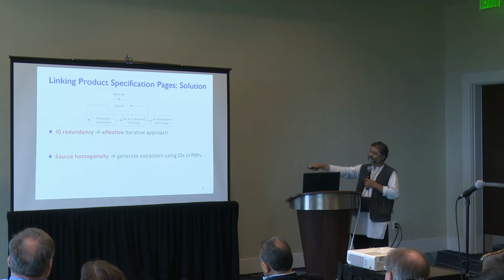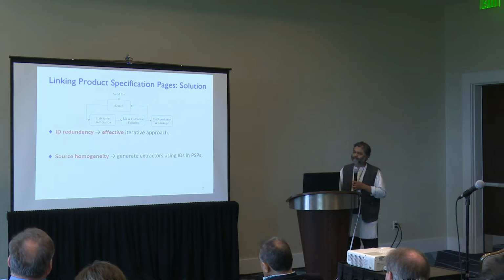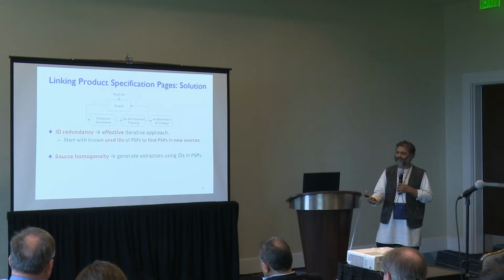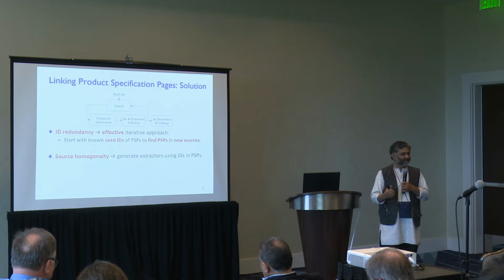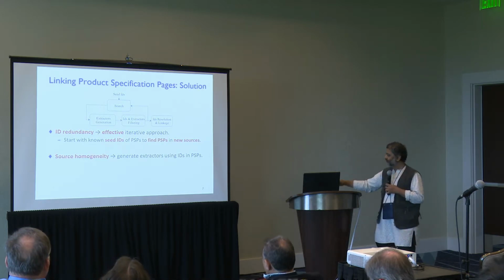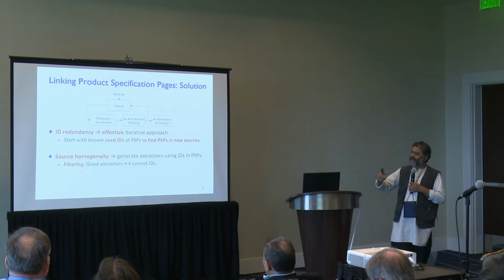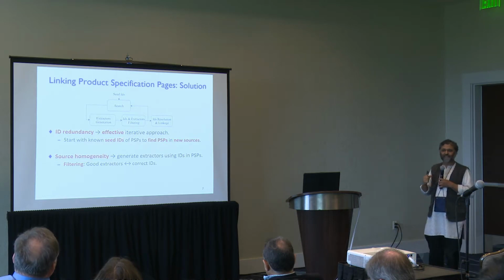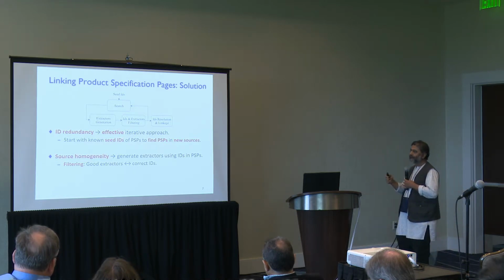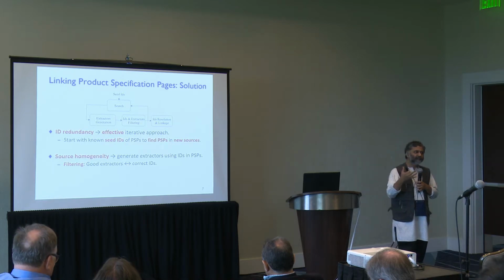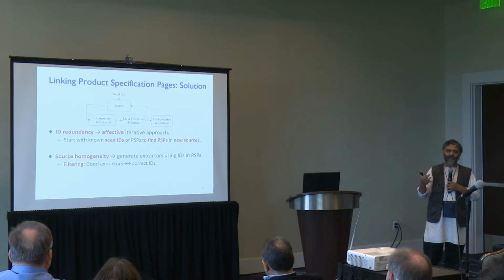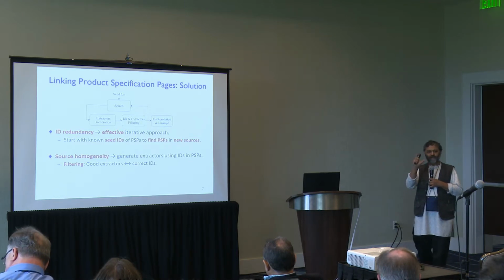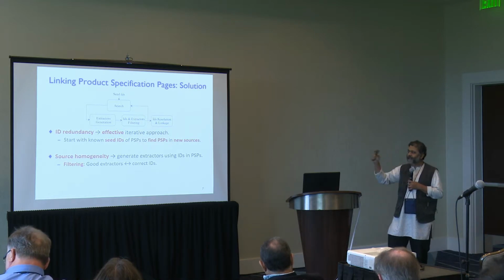So the advantage of this is that with the ID redundancy, we can generate an effective iterative approach. You start with a known training set of a few IDs, see where they occur in the page, parse the page and generate extractors. And then iterate. Look for those IDs in other sources, see where they appear, generate extractors from there, and keep iterating. And what we observed was that in general, it gives you a good recall. But in order to find high precision, you need to make sure that you found good extractors. And we took advantage there of the duality between good extractors and correct IDs.